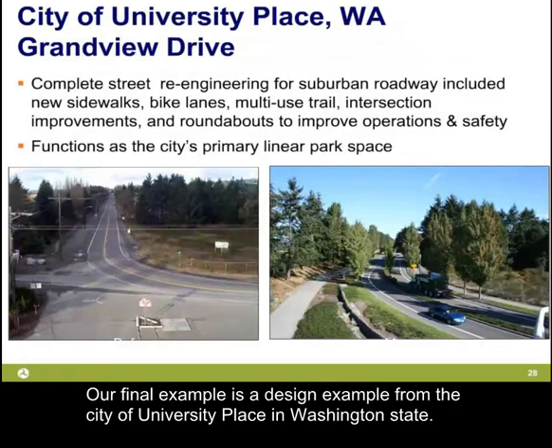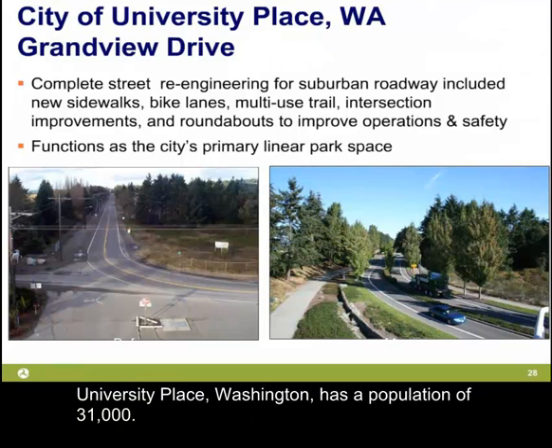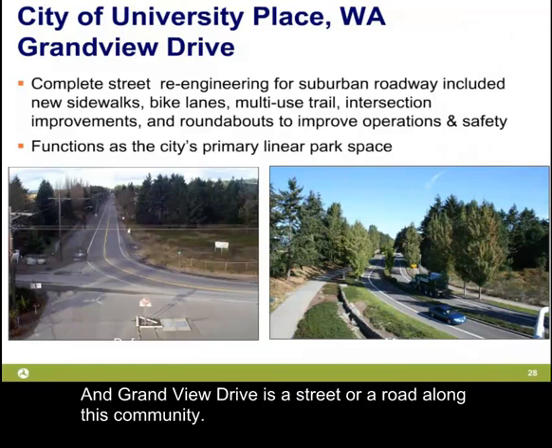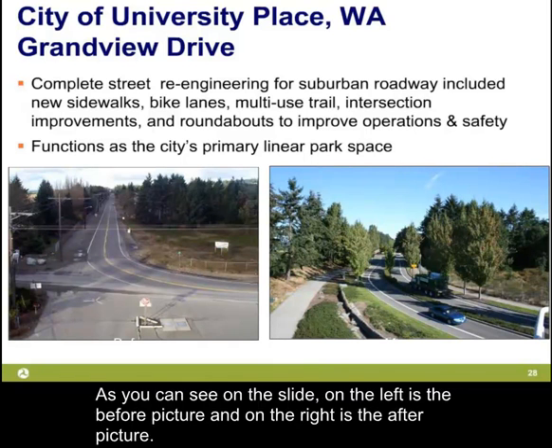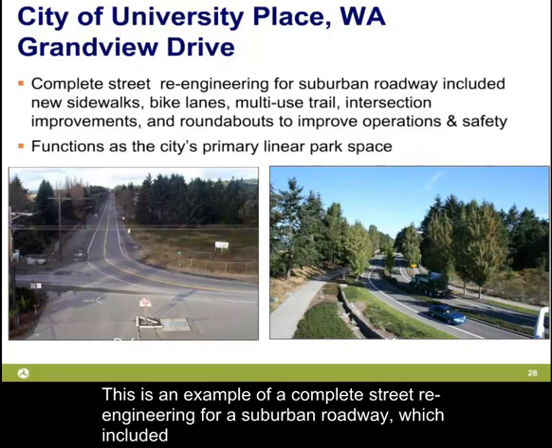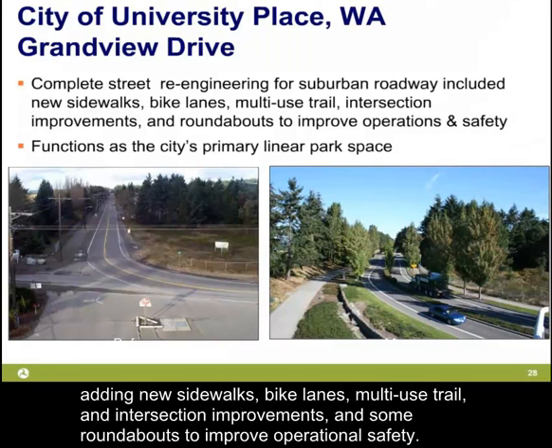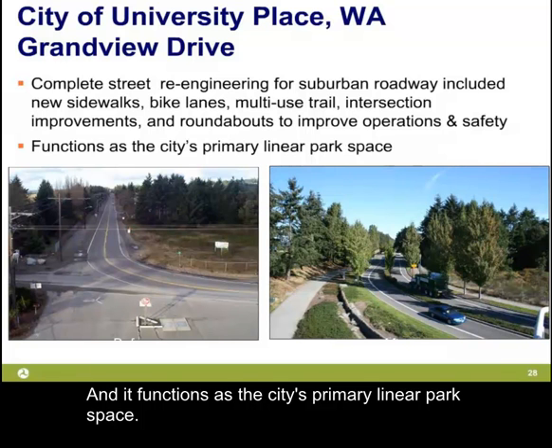Our final example is a design example from the city of University Place in Washington State. University Place, Washington has a population of 31,000, and Grandview Drive is a road along this community. As you can see on the slide, on the left is the before picture, and on the right is the after picture. This is an example of a complete street re-engineering for a suburban roadway, which included adding new sidewalks, bike lanes, multi-use trail, and intersection improvements, and some roundabouts to improve operation and safety. And it functions as the city's primary linear park space.